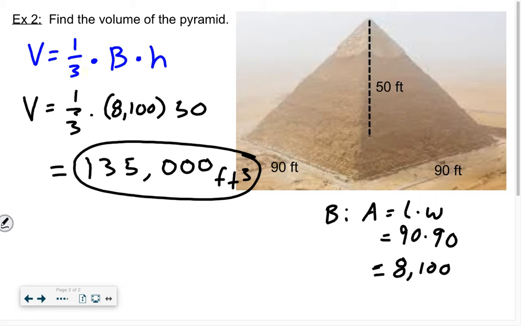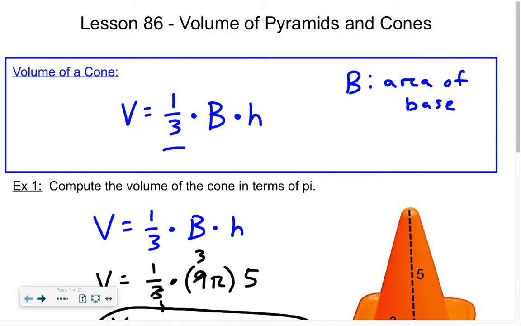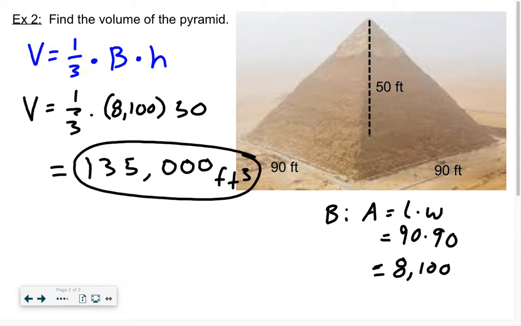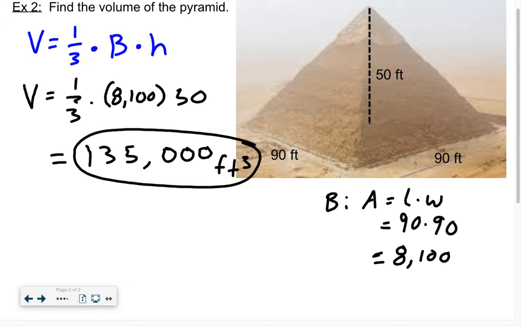So the formula for today's lesson is not really much different, nor is it very difficult. It's just, again, being able to establish what's our base and what's the area of our base. If we go back and look at our cone, obviously our base is a circle, and if we look at the base of a pyramid, it's a square base.